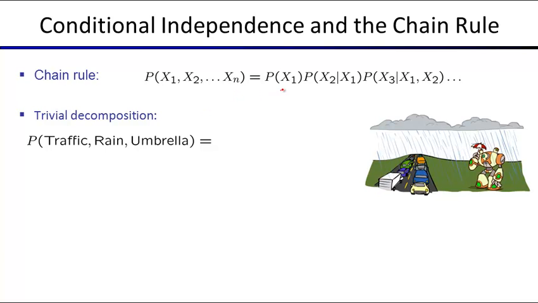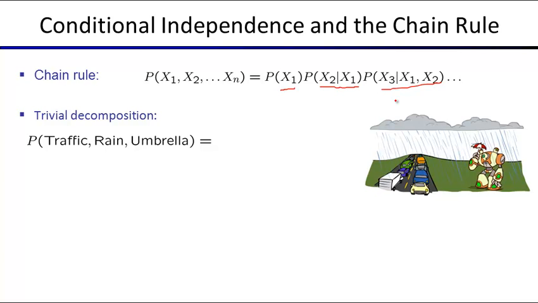Chain rule starts with the first variable, x1, and the fact that it's the first variable is an arbitrary choice. You can number your variables whichever way you want, and it says that the joint distribution is the product of the marginal of the first one times the conditional of the second one given the first one times the conditional of the third one given the first and the second one, and so forth. So you can write your joint as a product of conditional distributions.